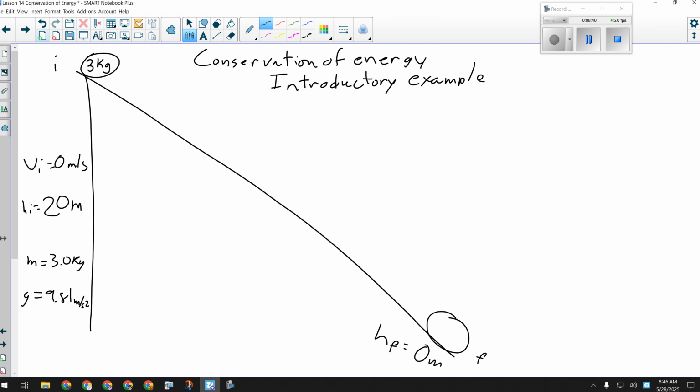So if there's no work being done, that means the energy at the top of the hill and the energy at the bottom of the hill are equal. In other words, the mechanical energy of the ball will be conserved. It will have the same amount of mechanical energy at the bottom of the hill as it has at the top. Will it be in the same form? What kind of energy does it have at the top of the hill? Potential, right? It's not moving, right?